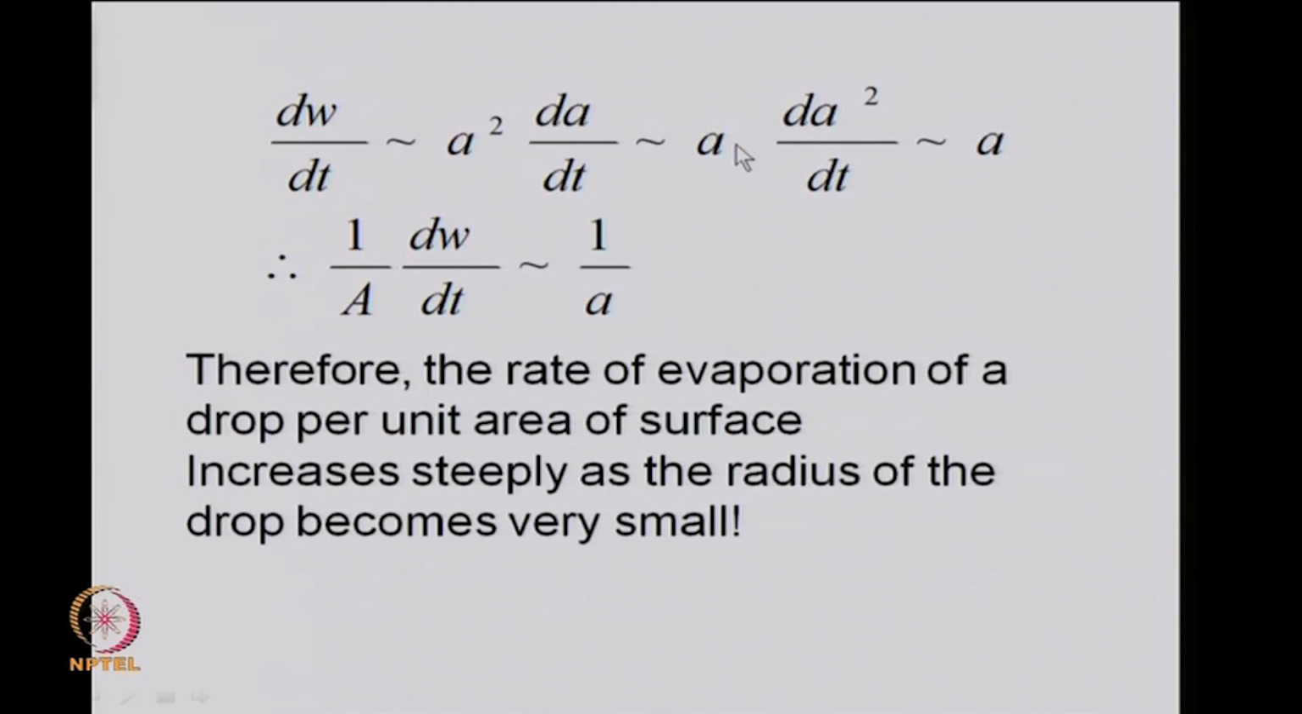So this is also equal to a into dA square by dt, but dA square by dt, as we have seen just now, is a constant. So dW by dt is proportional to a. And per area, we may write, dividing through by the area, this would go as 1 over a. The area will be proportional to a square, and a by a square is 1 by a.